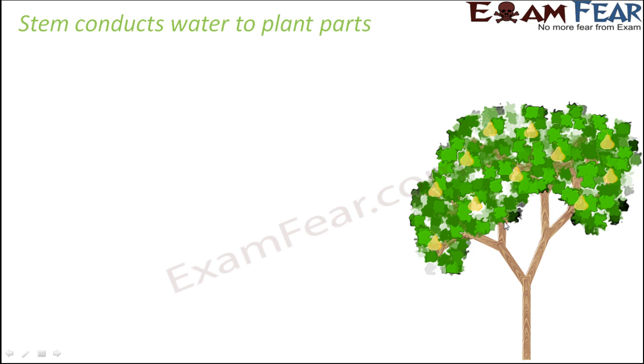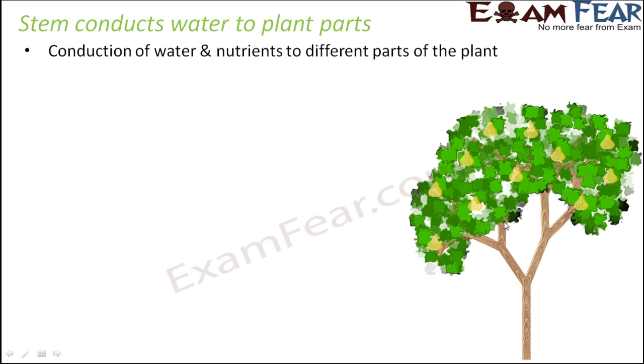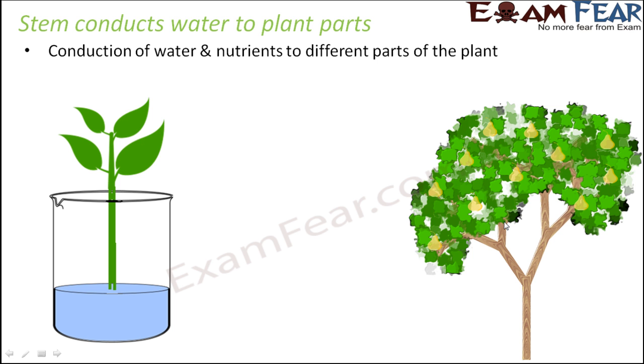Let's perform a small experiment to prove the truth of this fact, that yes, stem conducts water to different plant parts. All we need is a glass of water or a beaker containing water, and then you take a small plant and dip it inside this glass of water. Dip it in such a way that some part of the stem is under water. Now we add some red ink to the water. The water turns red in color because the ink dissolves in water.